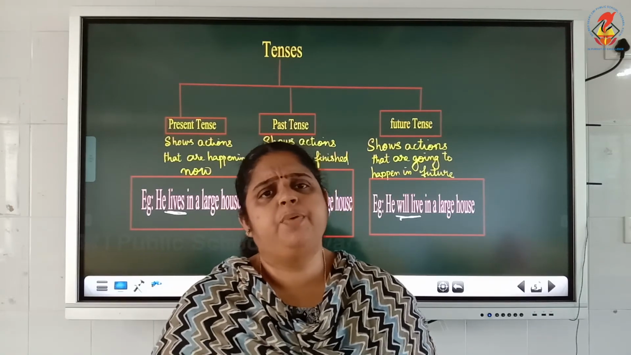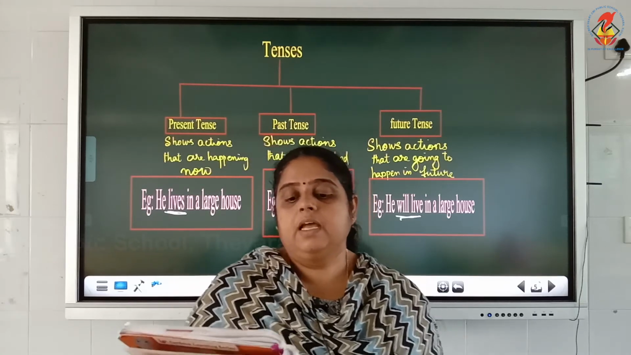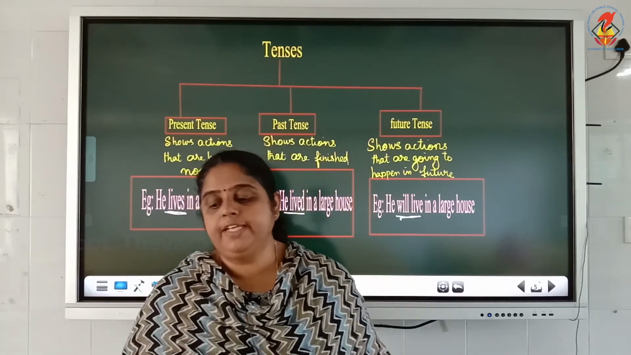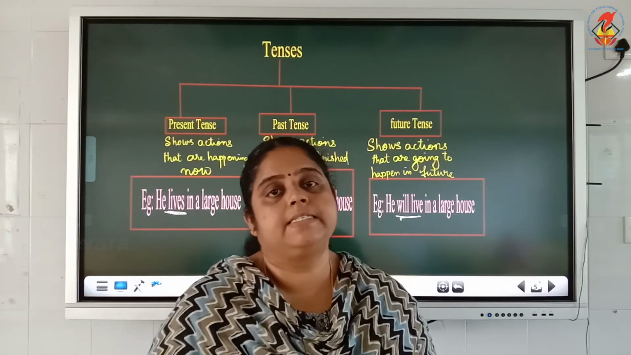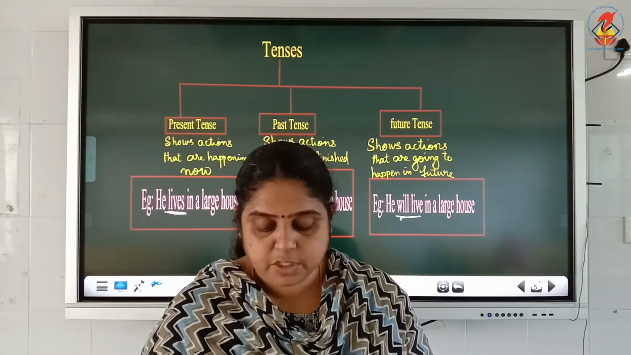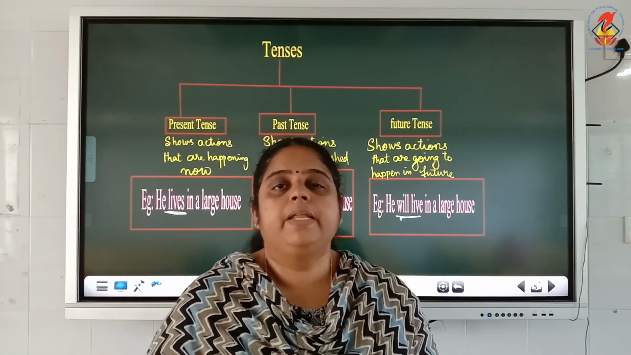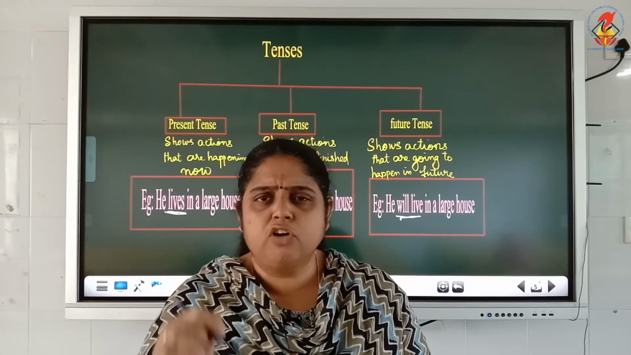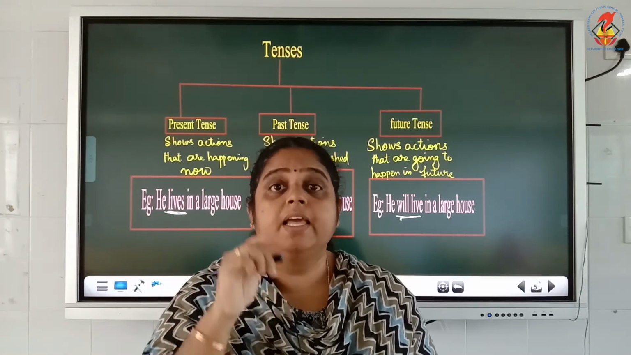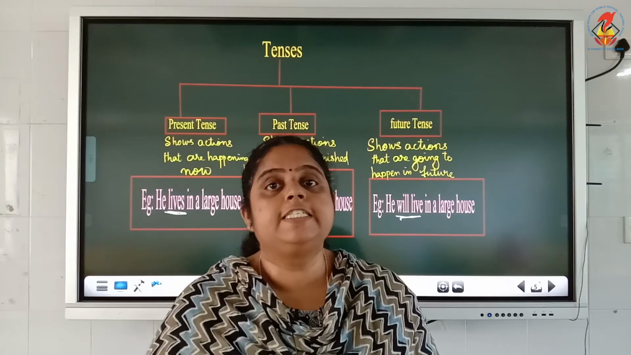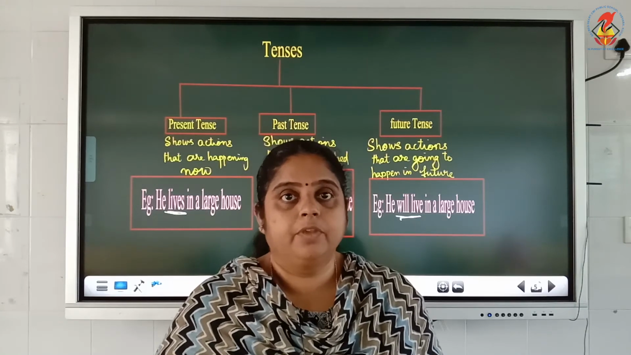Now exercise B, please read that. Underline the verbs in the following story and write the tenses. That you can do yourself. One small story is given. Please read that and find out which verbs are coming. The action verbs are coming in this. Please underline. Okay.